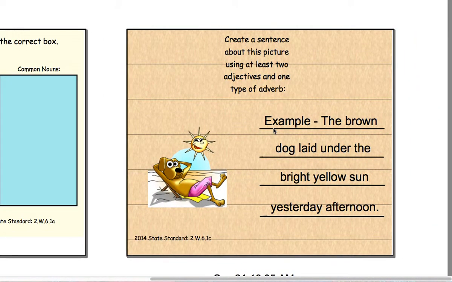For my third activity, it states, create a sentence about this picture using at least 2 adjectives and 1 type of adverb. Now, using the example would probably just be better off stated in the beginning of class instead of showing the students what you have, so they can come up with their own sentence, which is more helpful than just seeing what you have.